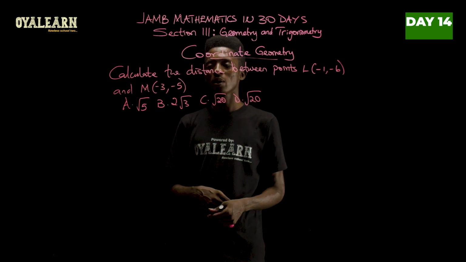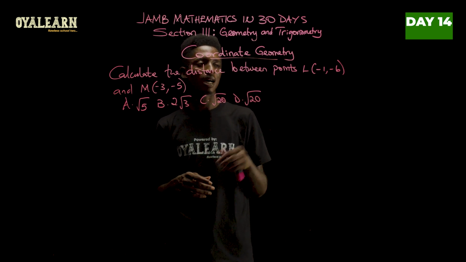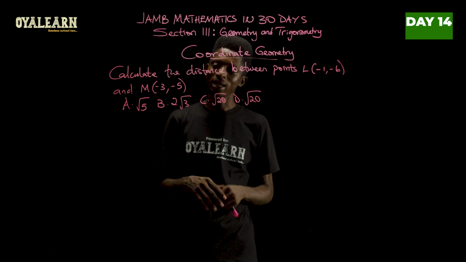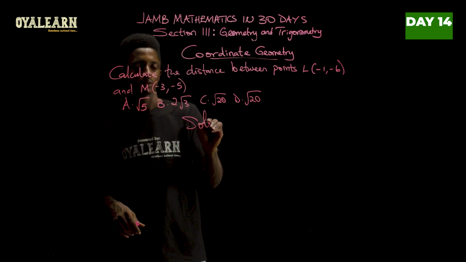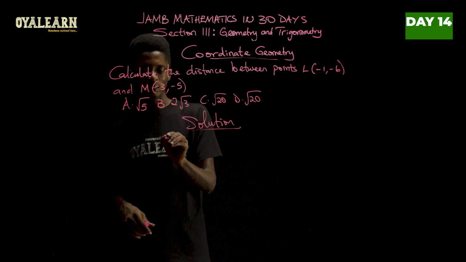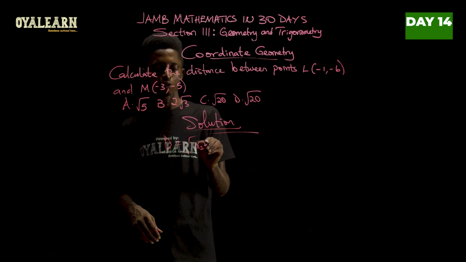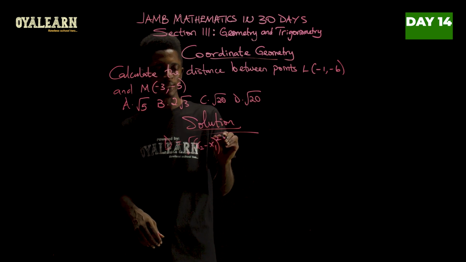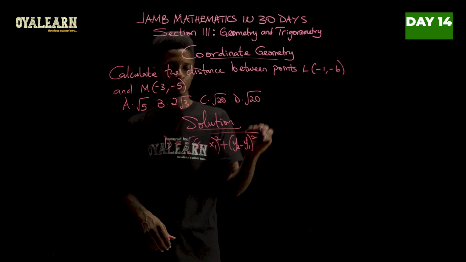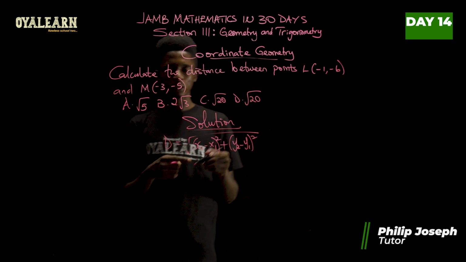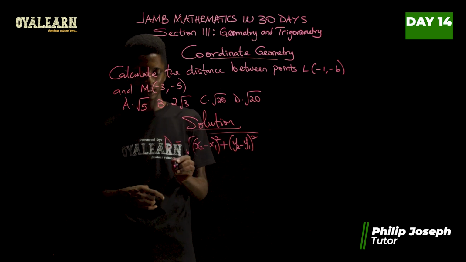This question asks that we calculate the distance between points L and M, given that their coordinates are minus 1, minus 6, and then minus 3, minus 5 respectively. Now, the distance between 2 points is given as the square root of x2 minus x1 in bracket squared plus y2 minus y1 in bracket squared. Now, let's put in the variables. Let's replace the variables with the numbers that are given here.